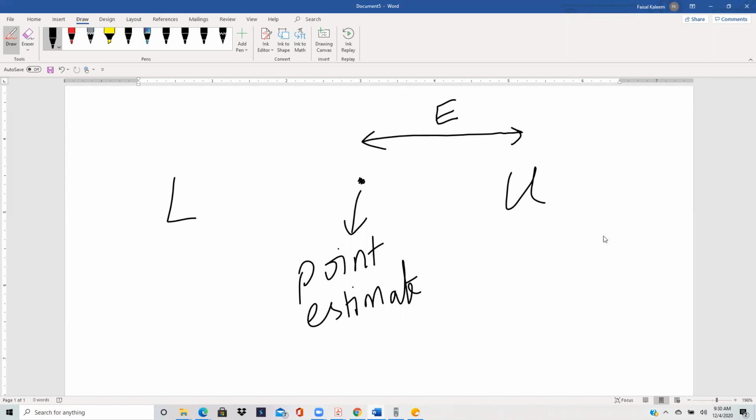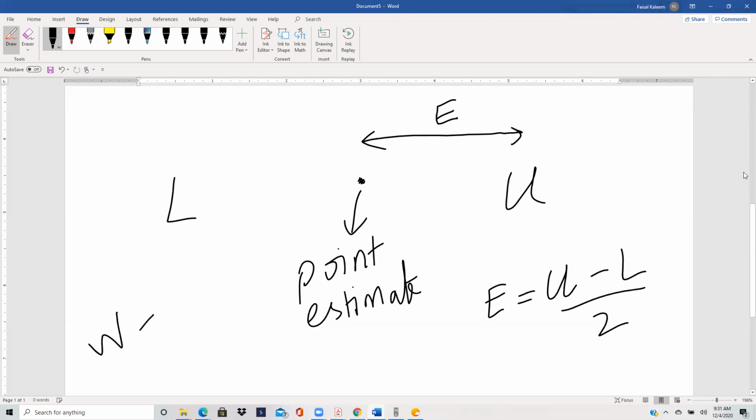So sometimes you may have to calculate the margin of error when you are given the upper and lower limits. You need to remember the margin of error is U minus L divided by 2, because U minus L gives you the interval width, and then you divide it by 2 to get the margin of error. And then we can remember that the width of the interval is 2 times the margin of error.